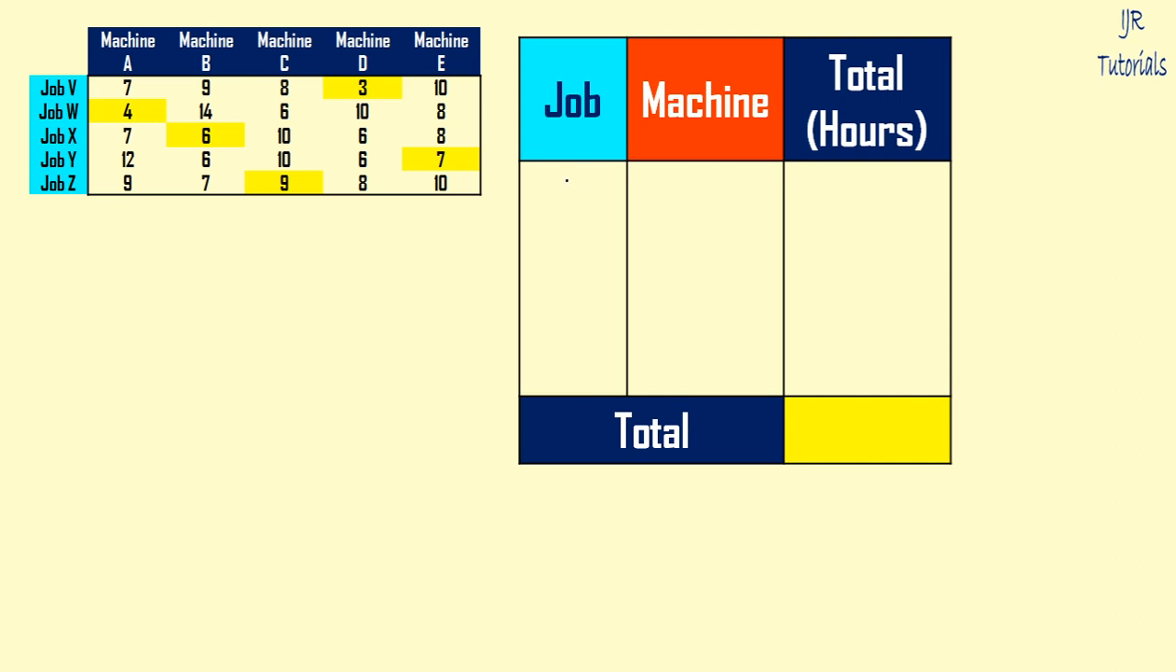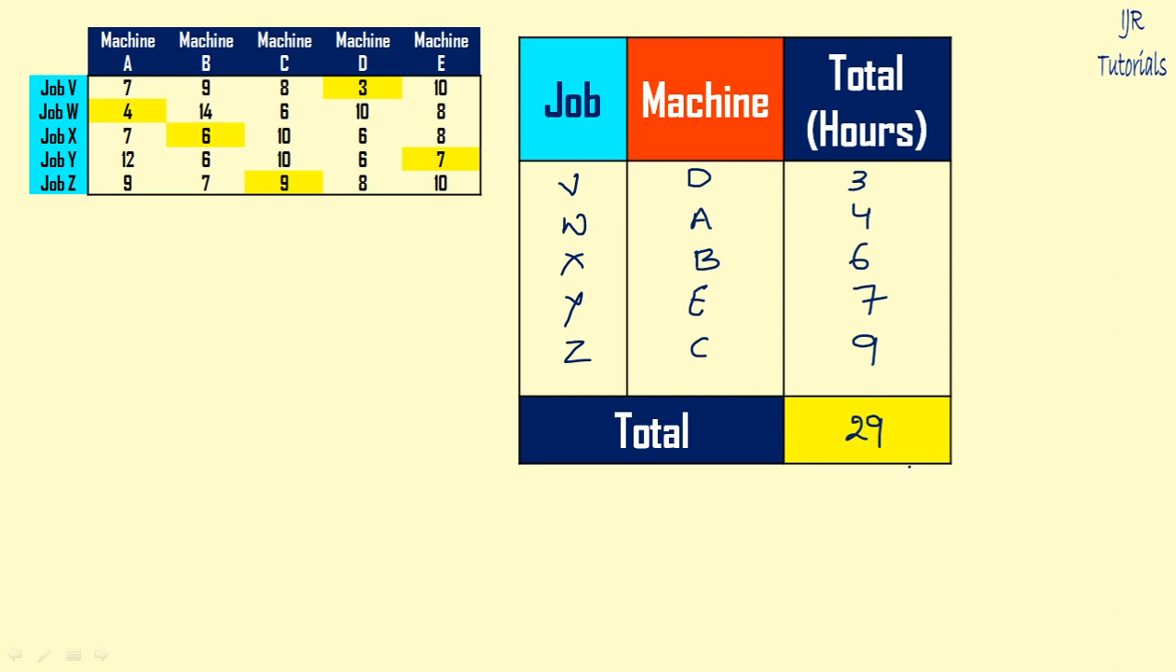Job, how many jobs are there? V, W, X, Y, and Z. And V is attached to which machine? Machine B. How many hours are there? 3 hours. W is attached to A. How many hours? 4 hours. X is attached to B. 6 hours. Y is attached to E. 7 hours. Z is attached to machine C. 9 hours. So total is equal to 29 hours.